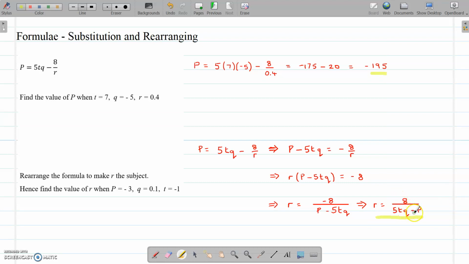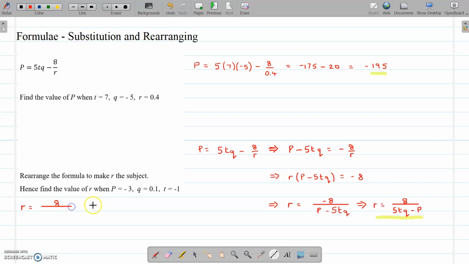All right, so that's rearranging the formula, and now it says that I've got to find the value of r when P is -3, q is 0.1, and t is -1. So I quite literally now just substitute into there in the same way I did in the first one. So I'm going to say that r equals 8 over, and then instead of writing those various letters, I'm just going to replace them with their numerical values.